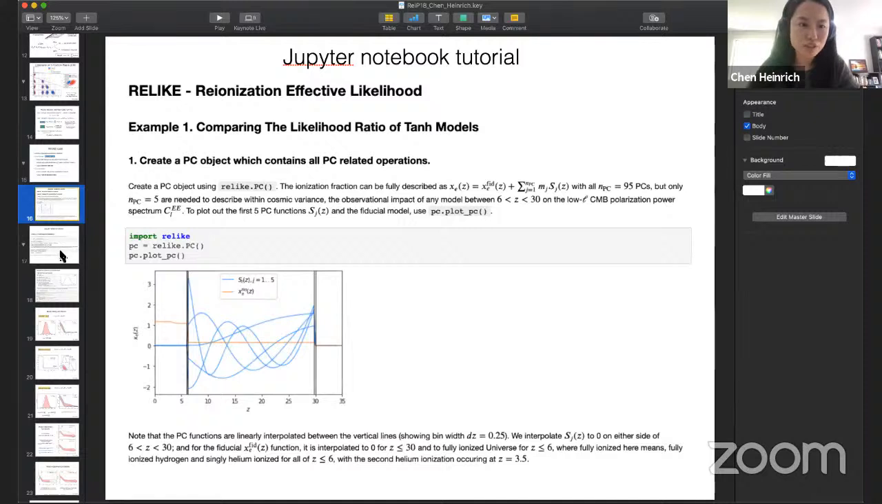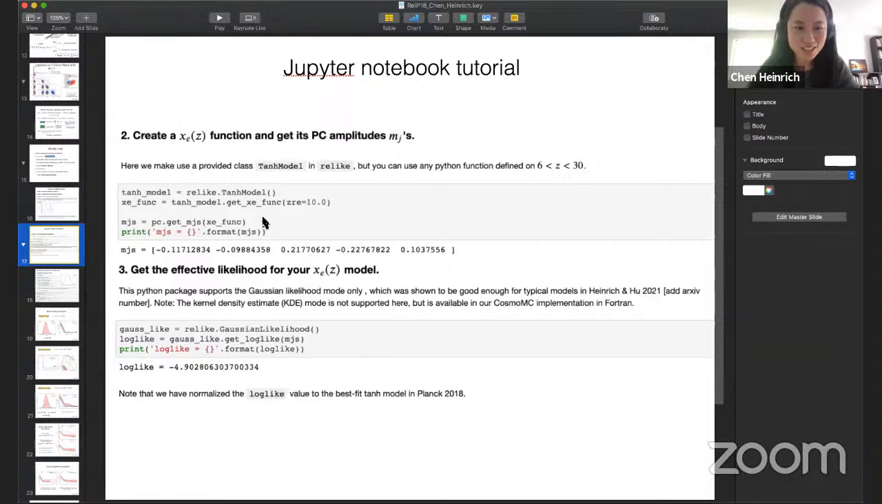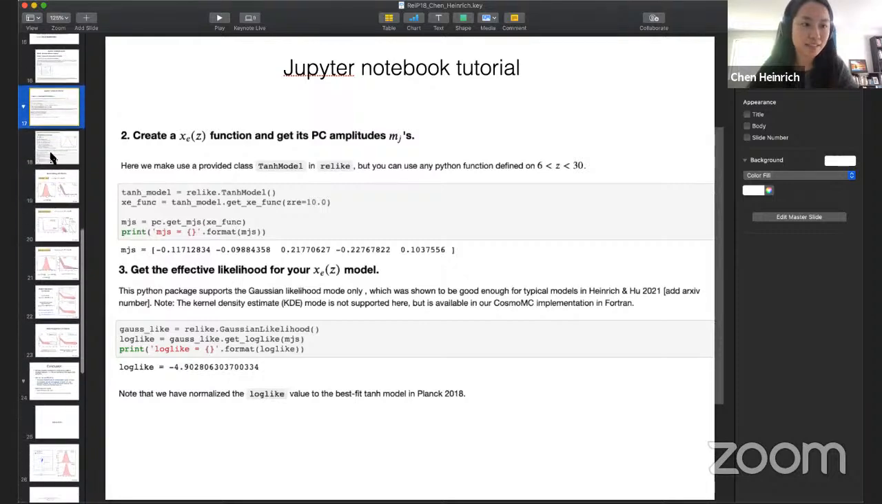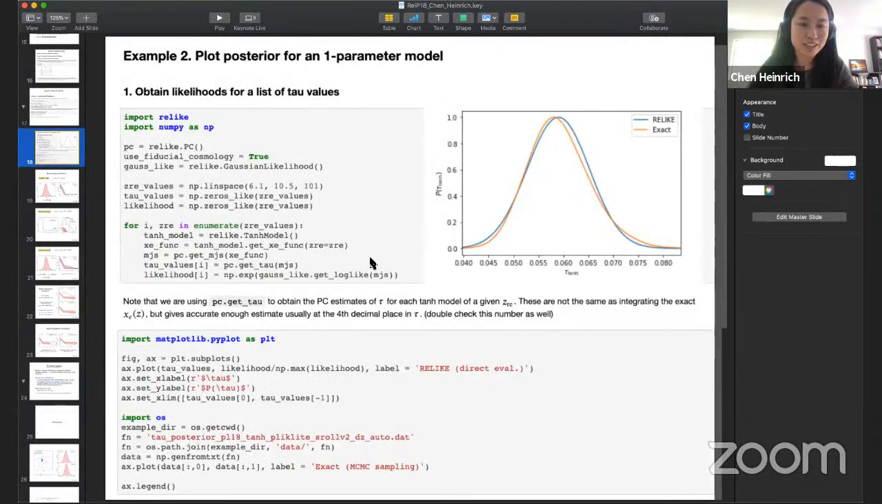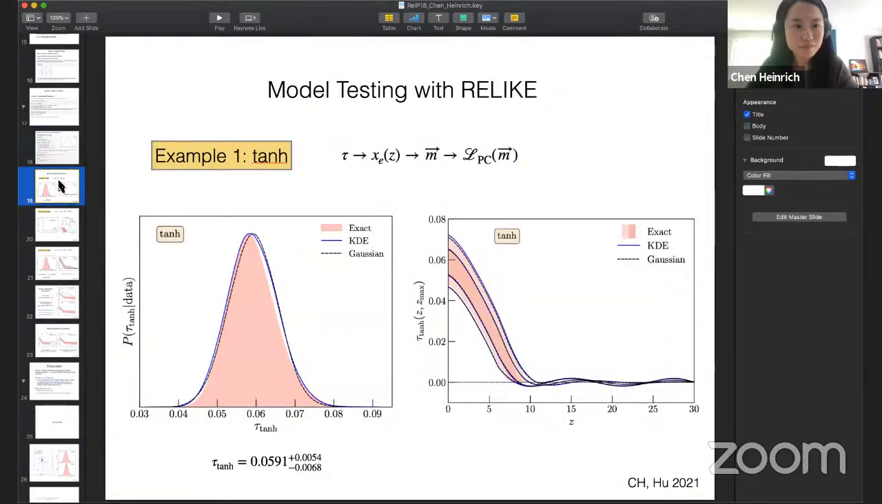I took some screenshots of the Jupyter notebook, but probably it's not necessary. I just wanted to show you how easy it is to define a function right here, and you just get the values for the MJ and you can get a log likelihood very easily. We normalize it to the best fit tanh model in Planck, so you can have a feel of how good your model fits immediately. And plotting a posterior for tanh takes less than 1 second in a Jupyter notebook instead of running MCMC for 24 hours.